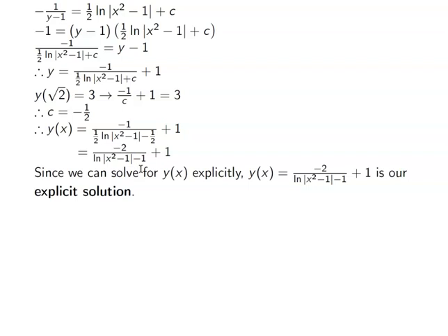Okay, so since I could solve for y of x directly, explicitly, this is now an explicit solution because I was able to say y equals this thing. That is how we do separation of variables.